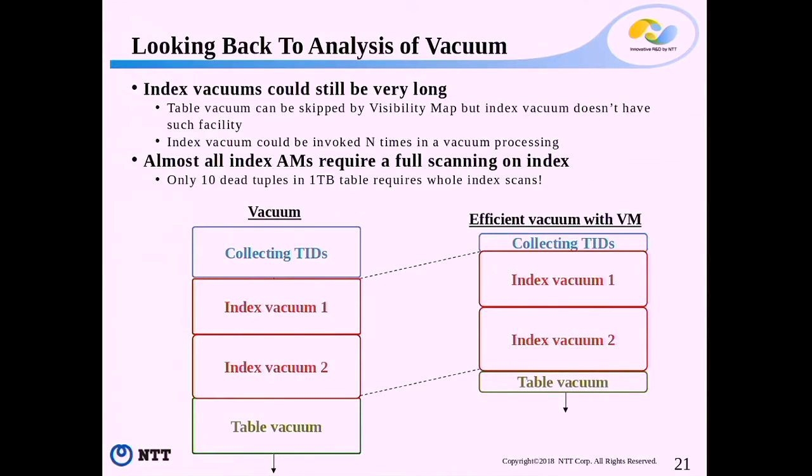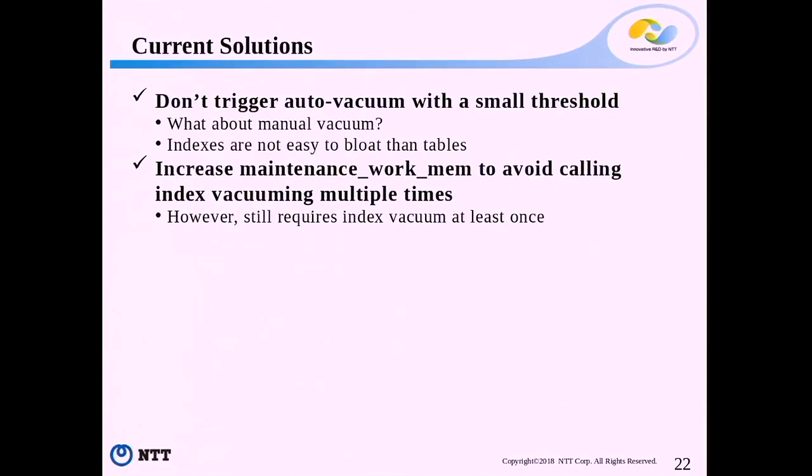And if you face this situation, I think there are some current solutions. The first is don't trigger the auto vacuum with a small threshold. But it's only about auto vacuum, so it's not about manual vacuum. And I think indexes are not as easy to bloat as tables, because an index has fewer columns and we have HOT update. So in current Postgres, we control the auto vacuum of the table and index vacuum using one kind of parameter. But I'm not sure that design is best.